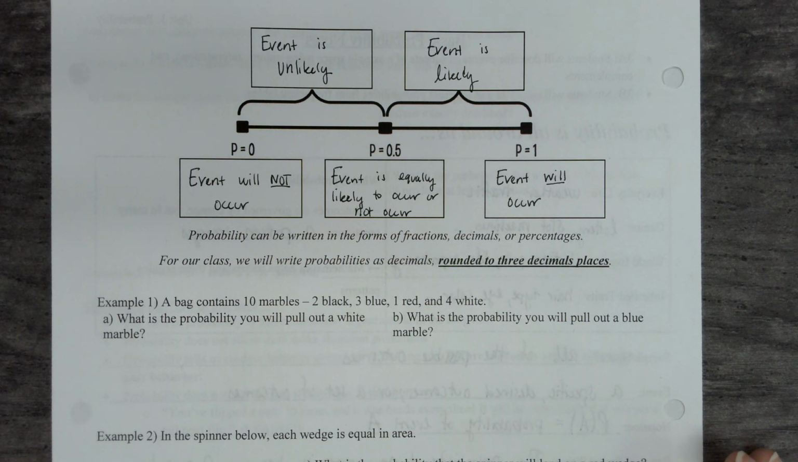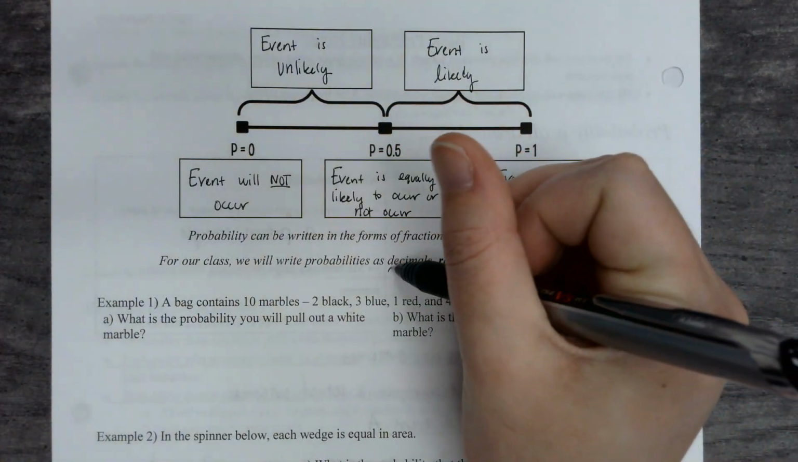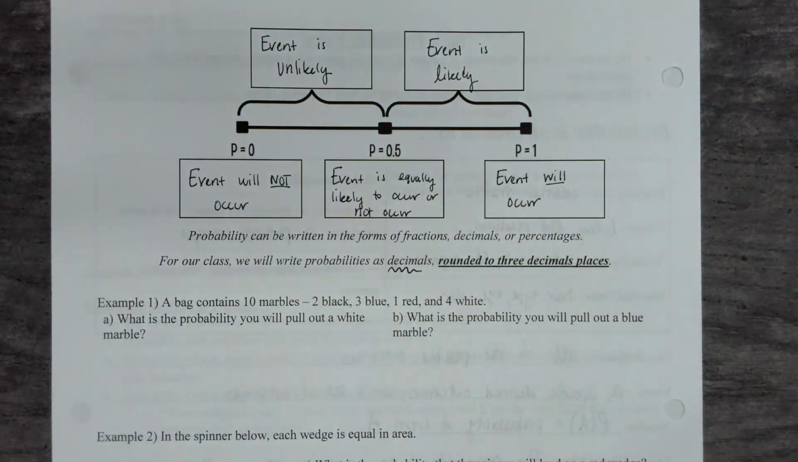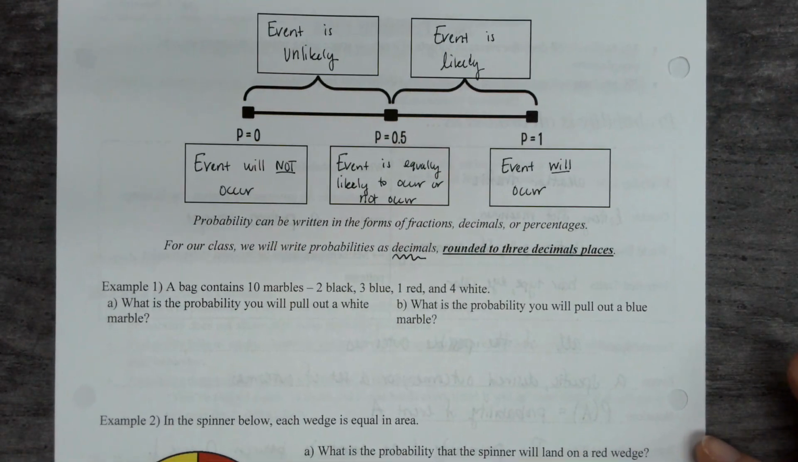Now, probability can be written in 3 different ways. It can be written as fractions, decimals, or percents. Either way works. I usually use decimals in this class, and then I round to 3 decimals just to be safe. If you put 2 decimals, then it's not wrong. I just like to be safer rather than sorry. And if you put a percentage, not wrong either. It's just a matter of my preference. So let's take a look at some examples.